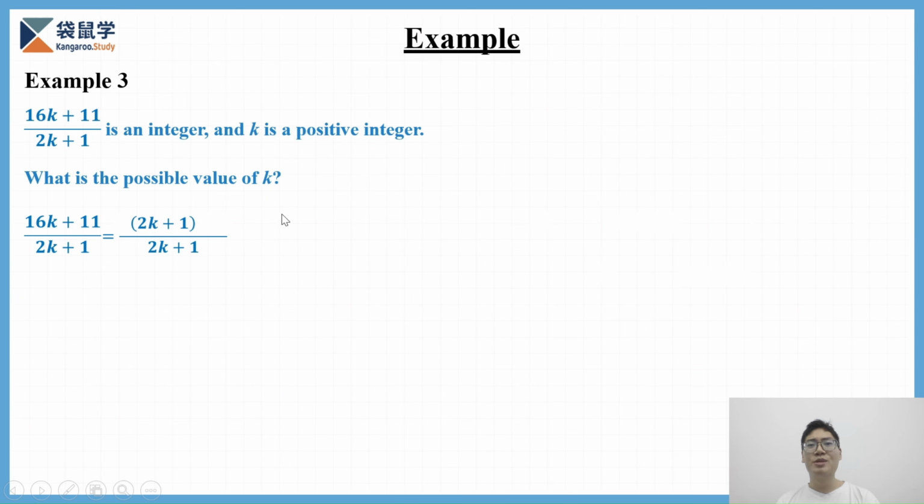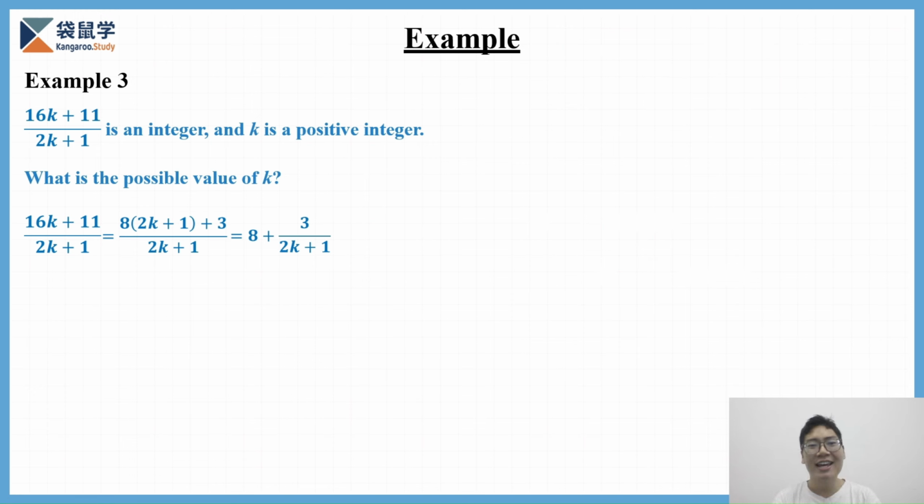So now, let's observe the original fraction. On the original fraction, we have 16k. How do we achieve 16k from 2k plus 1? Yes, multiply it by 8. So from here, we get 16k and another 8. So how do we get from 8 to 11? Yes, add 3 in the numerator. So from here, we will get 8 plus 3 over 2k plus 1. So from here, we know that 16k plus 11 over 2k plus 1 is an integer. 8 is also an integer. So what kind of number would 3 over 2k plus 1 be?